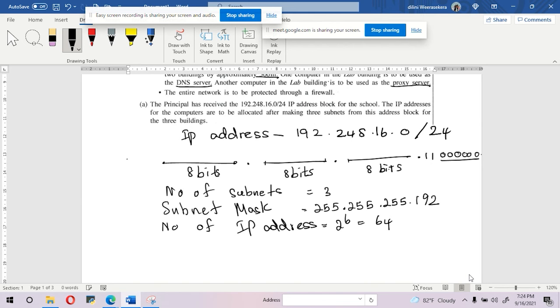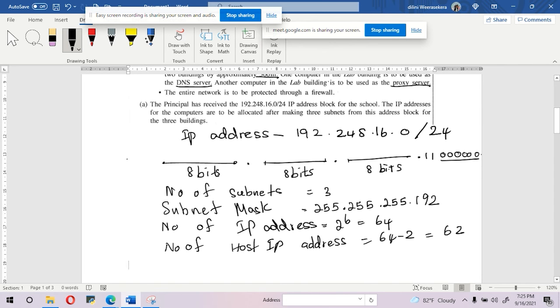Here one address is given for the network, each subnet, and the last one is given for the broadcast, so two must be subtracted. So the number of host IP addresses is 64 minus 2, which is 62. Right? This is what you actually require to answer this question.